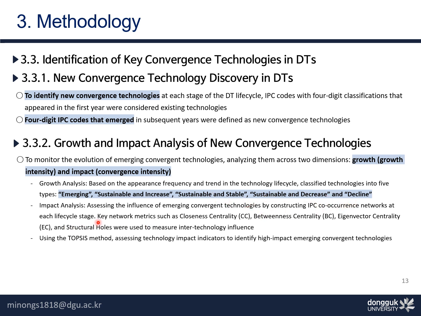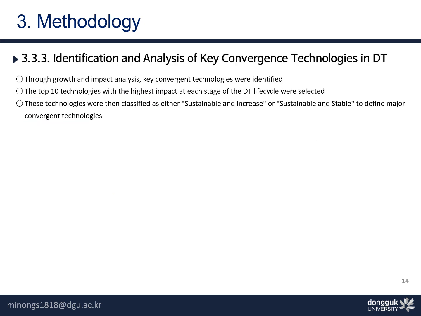Impact is measured through IPC co-occurrence networks using metrics like closeness centrality, betweenness centrality, eigenvector centrality, and structural holes. The top-6 method is used to objectively evaluate and identify high-impact emerging convergent technologies. Key convergent technologies were identified through growth and impact analysis. The top 10 technologies with the highest impact at each DT lifecycle stage were selected and classified as either sustainable and increase or sustainable and stable.